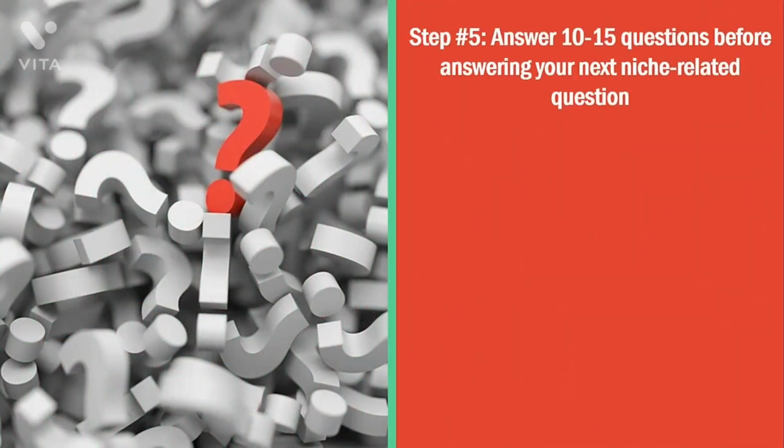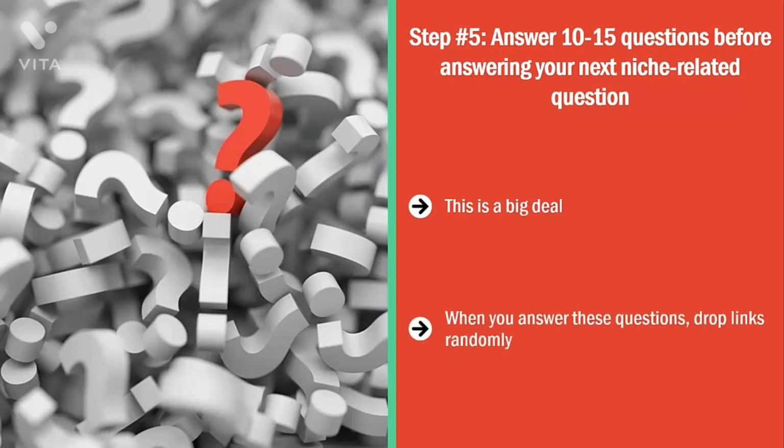Step number 5. Answer 10 to 15 questions before answering your next niche-related question. This is a big deal. You can't just answer only questions related to your niche. You're going to be too obvious when you do that. I suggest that you answer 10 to 15 other unrelated questions in a wide range of unrelated niches. When you answer these questions, drop links randomly.